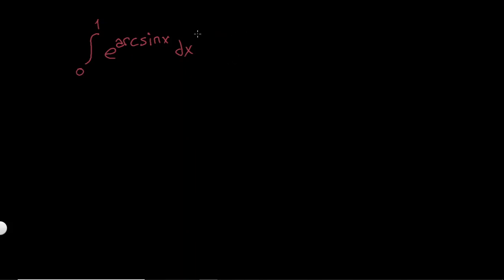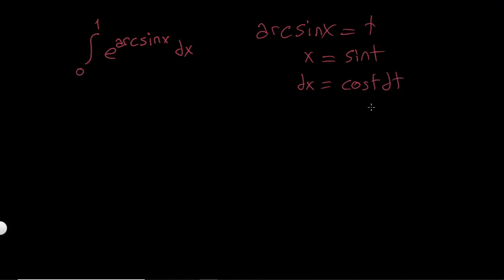Well, there's not much to think, we can just try substituting arcsine of x being equal to t, and if I take sine of both sides, I have x is equal to sine of t. And if I differentiate both sides, I have dx equals cosine t dt. So now, my borders will also change.